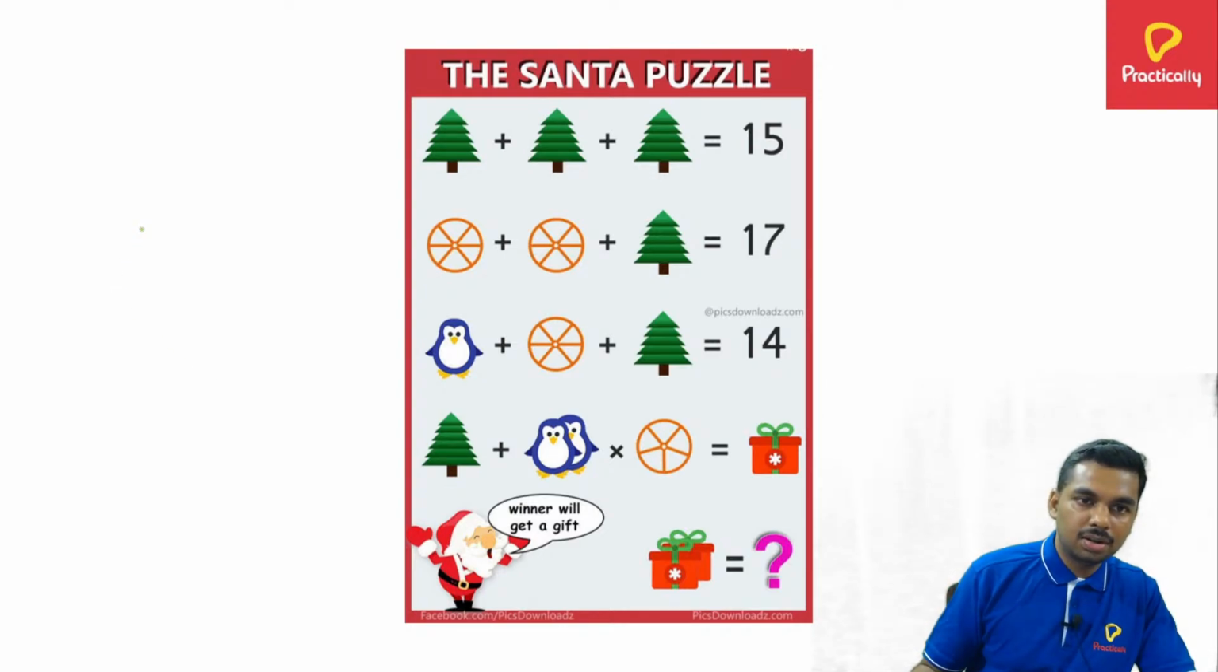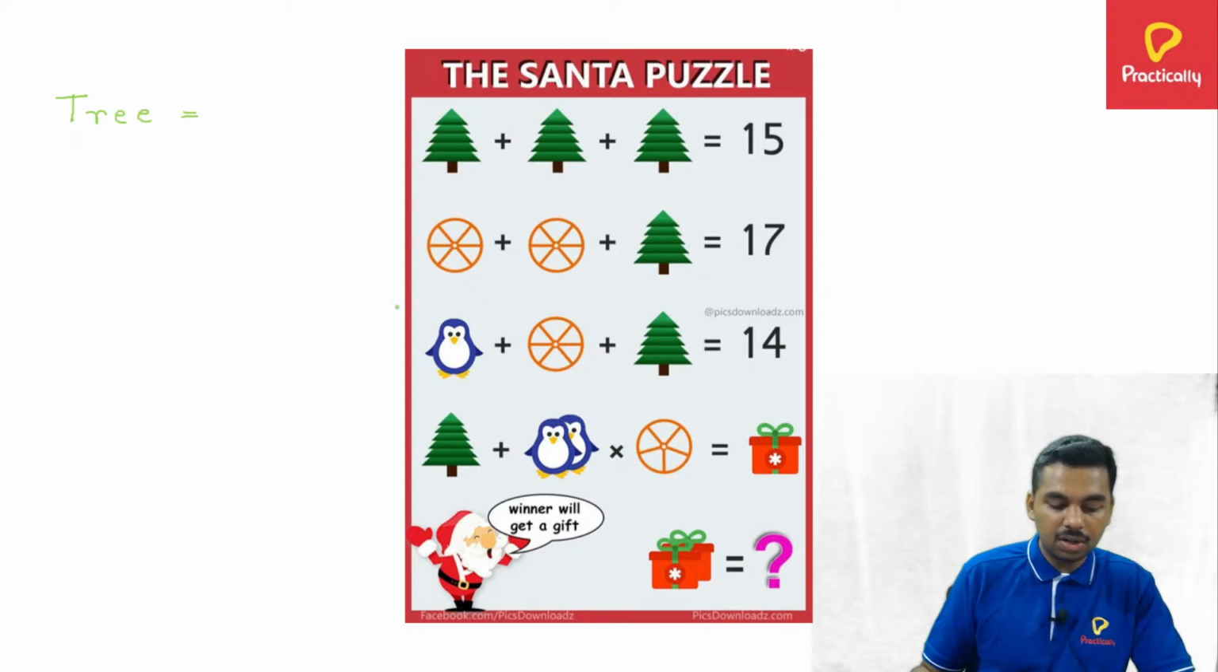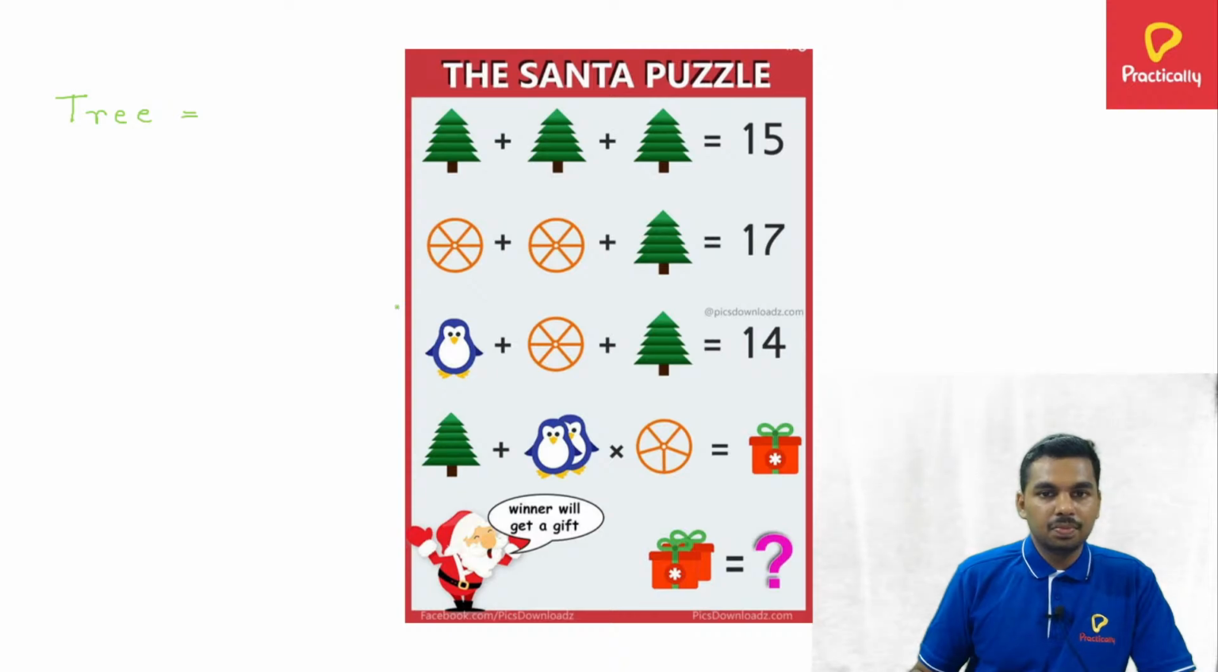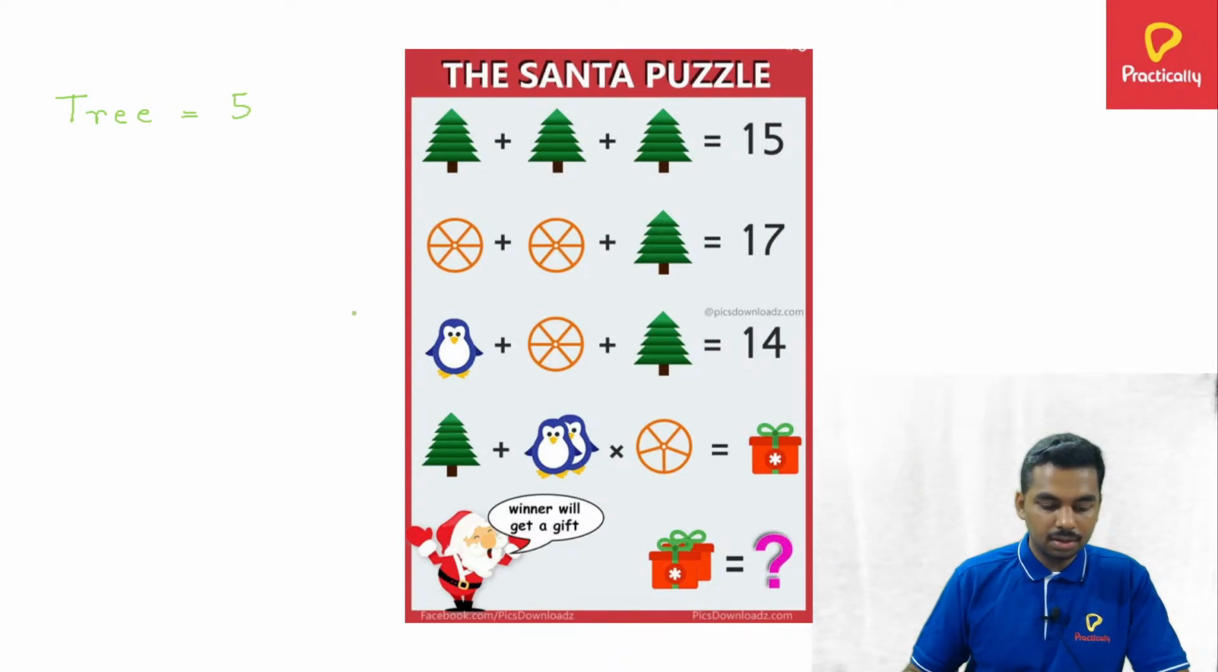So first of all, let's start from the tree. What is the value of the tree? Anybody knows what is the value of the tree? So tree plus tree plus tree is equal to 15. So the value of the tree should be equal to 15 by 3, which is equal to 5, right? Yeah, Darshit says the answer is 5. It's in fact correct. So what is the value of the wheel?